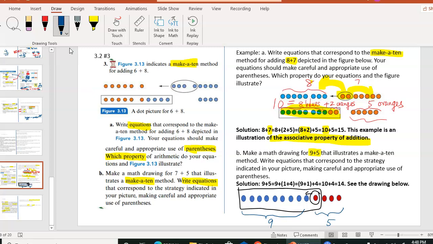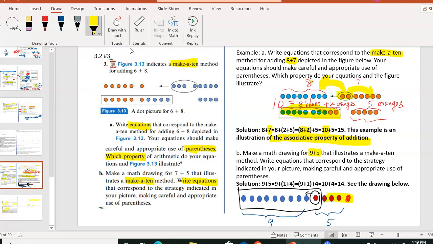Wait, it looks like I'm missing one here. 9 plus 5, so there should be another red one here: 1, 2, 3, 4, 5. And then we're going to make a 10. We're going to take one of the red ones and add it to the 9. Students need to know that 9 plus 1 is 10. So how do you make a 10 from 9? You add a 1. So we put one red one together with the blue ones, and that makes a 10. The rest, the 4 red ones, added to 10 gives us 14.